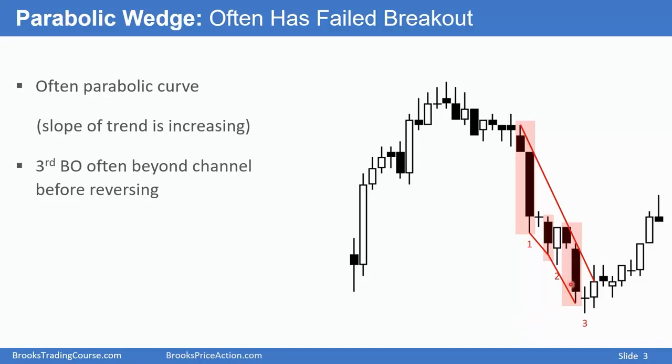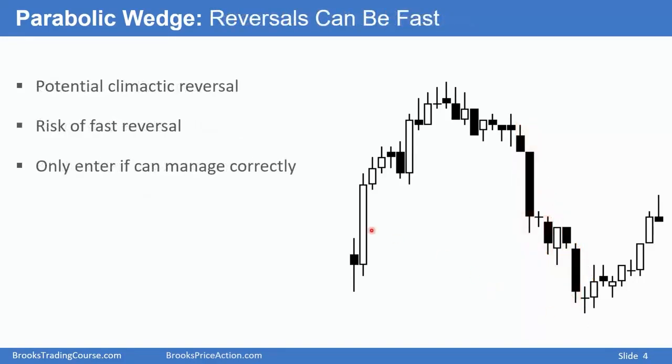Third push often breaks below the bottom of the channel before reversing. I could have drawn the line here connecting point 1, point 2, point 3, and the third breakout fell below the bottom of the channel and then reversed. That's another way to document how it's parabolic, how it's increasing its velocity downward. Anytime you have a parabolic wedge or parabolic series of buy climaxes, 1, 2, 3, or sell climaxes, 1, 2, 3, you have to be thinking that the market has gone too far too fast.